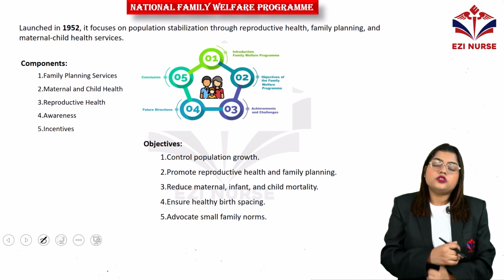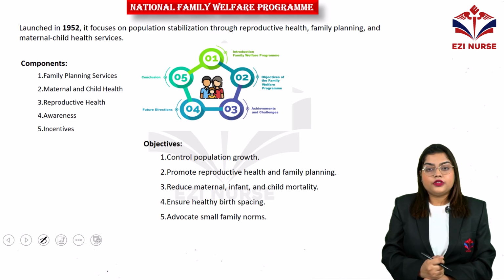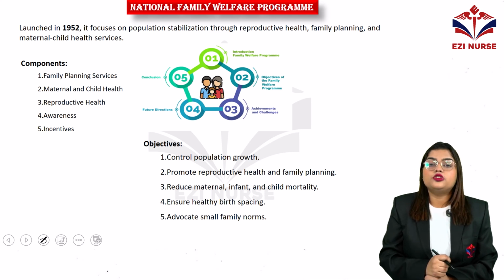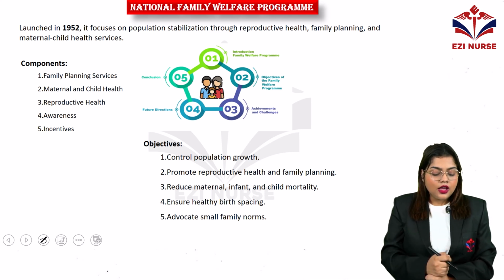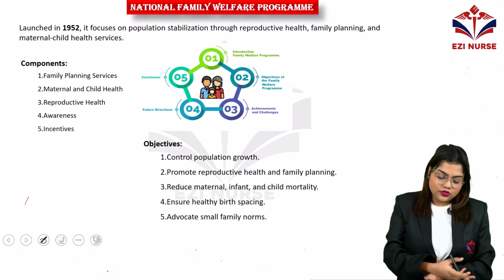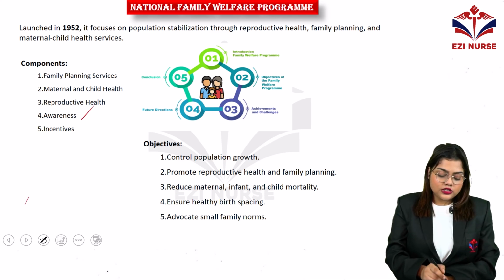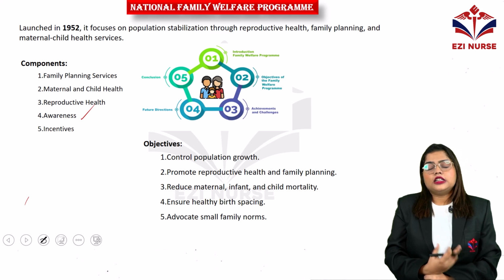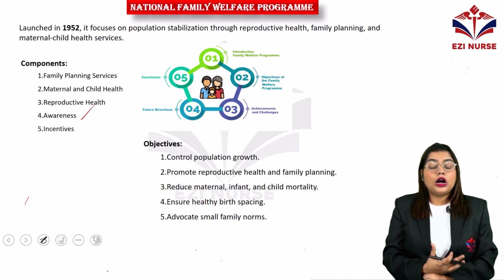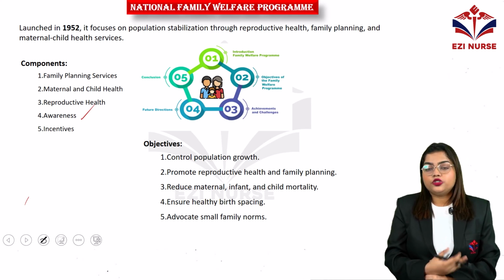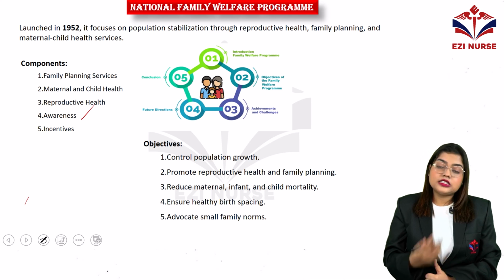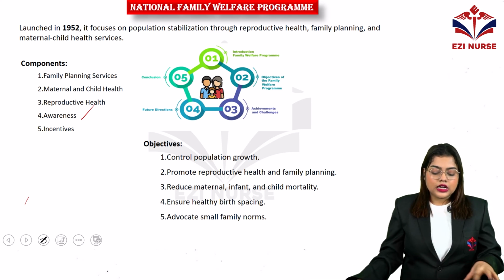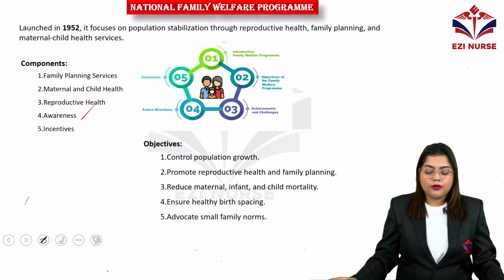In that, the first one is family planning service, which is very important to control the population. Then maternal and child health care, then reproductive health. Okay, and awareness regarding reproductive health, how the family planning methods should be used and all. Then incentives. So these are the components of the National Family Welfare Program.